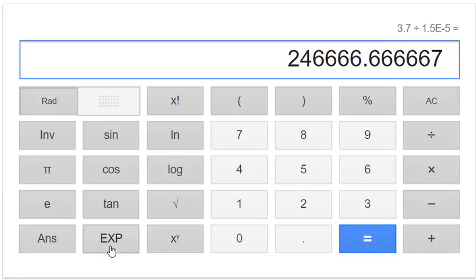The big part being that the EXP key is equivalent to the scientific notation of times 10 to the whatever power. If it's going to be negative, you've got to make sure you put the negative sign out in front. If it's positive, you just write the numbers in. Should be a piece of cake.